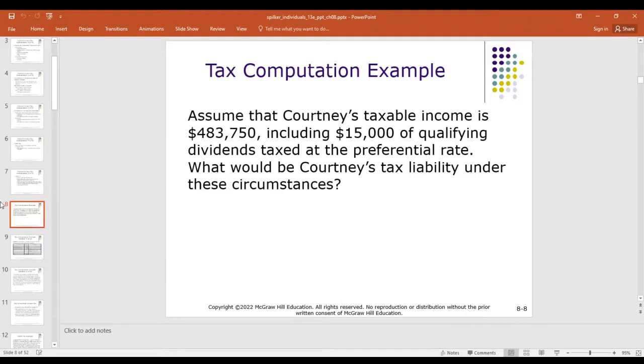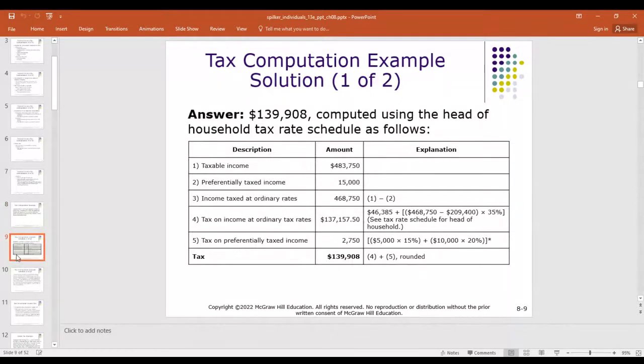Okay, so you can take a look at another example at the top of page 87. Let's take a look here at Courtney, just to remember how to compute income tax. Assume Courtney's taxable income is $43,750, including $15,000 of qualified dividends taxed at the preferential rate. What is her tax liability? So her taxable income is $43,750. Of that, $15,000 of it is taxed at preferential rates. So the amount that is subject to her normal ordinary tax rate is $468,750.